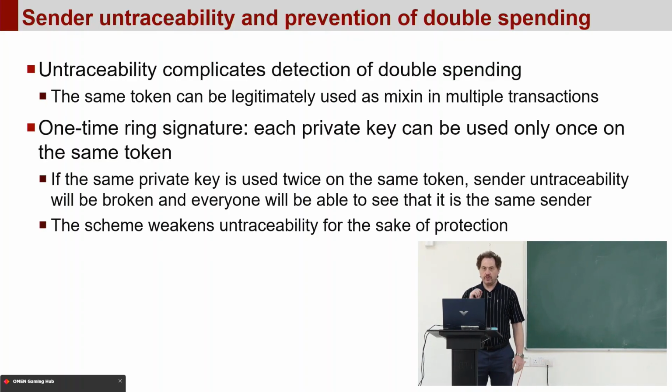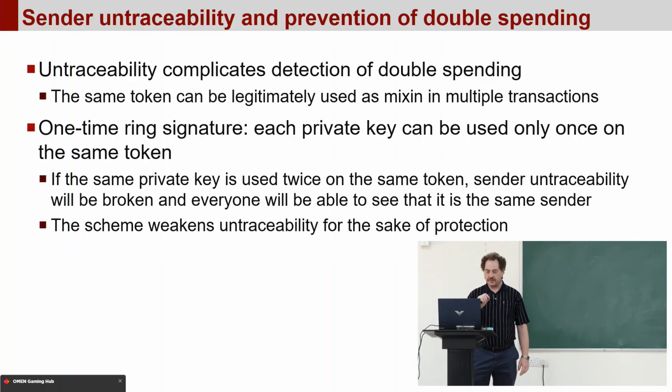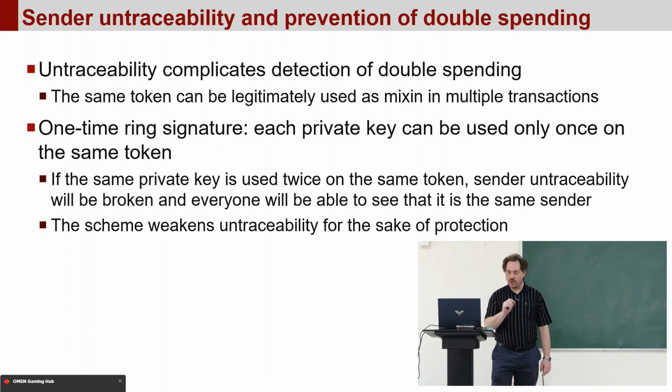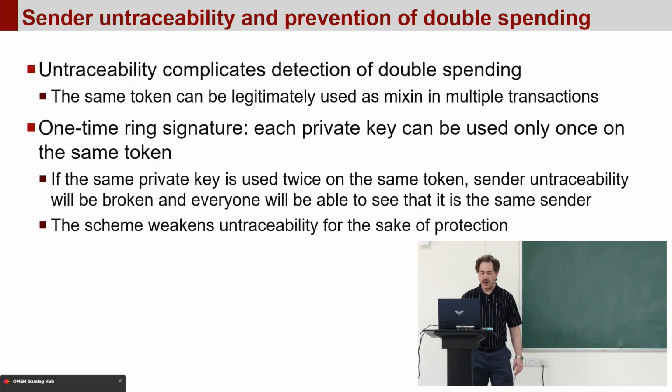Okay, so how do we know that it's double spending in this case? In order to provide protection against double spending, Monero uses the concept of a one-time ring signature. It's a modification of the typical ring signature. And in a one-time ring signature, each private key can be used only once for the same token.